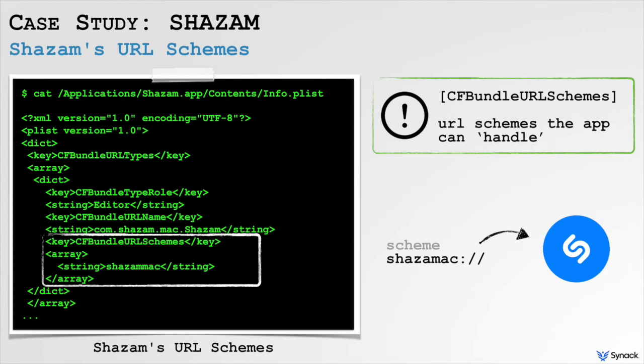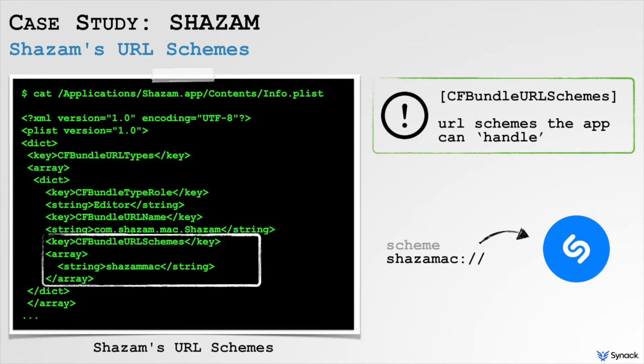Specifically, if we look at the CFBundleURLSchemes array, we can see that it's registered for the Shazam Mac URL. Basically, it's telling the operating system, hey, I'm going to register myself for these URLs. If any application opens a URL of this scheme, please execute or launch me to handle that.